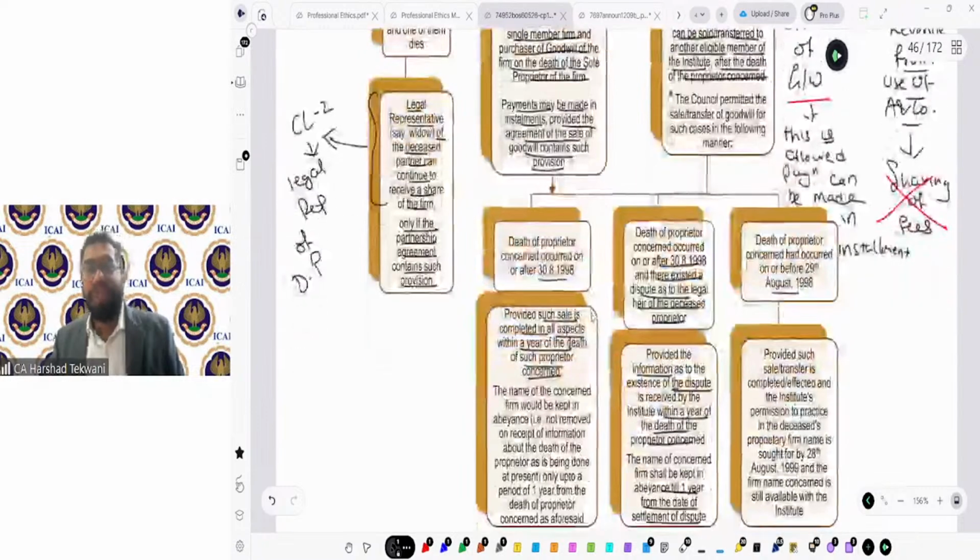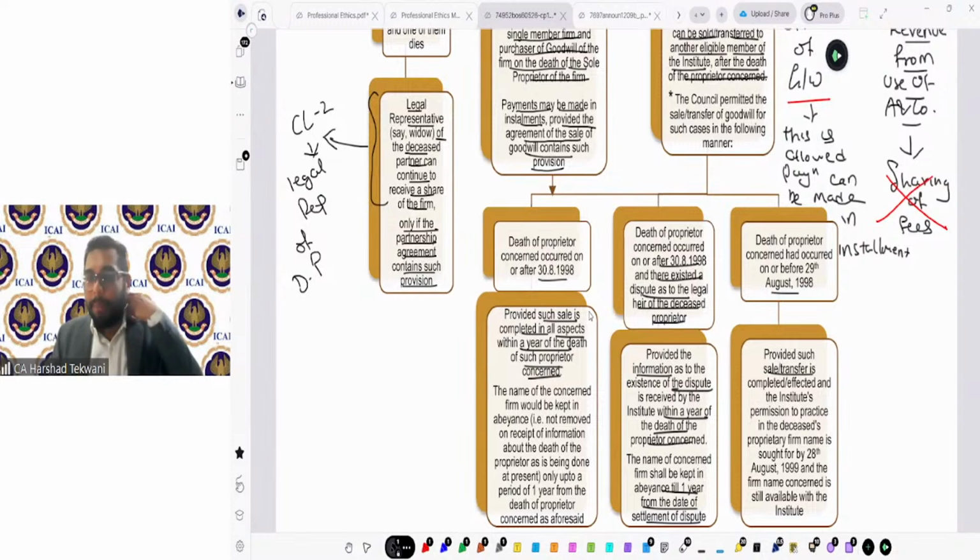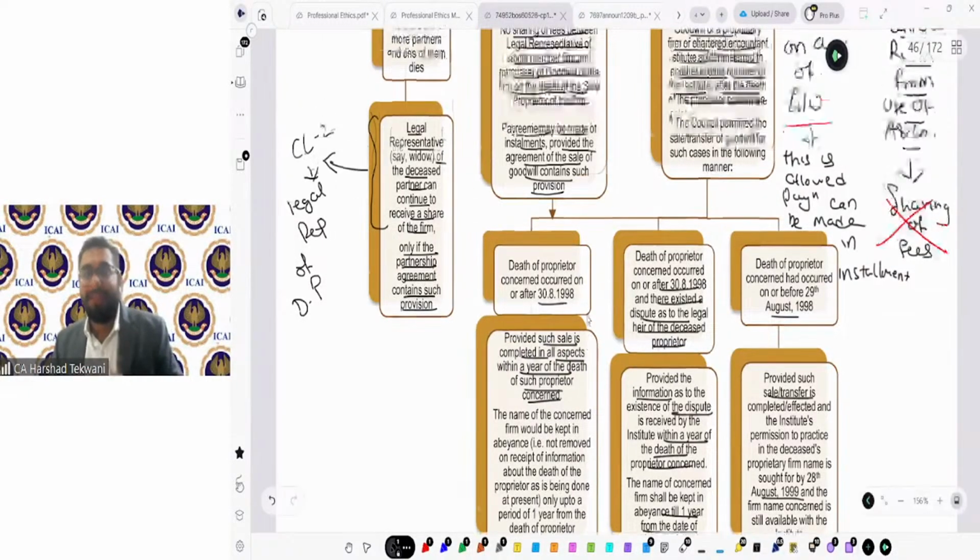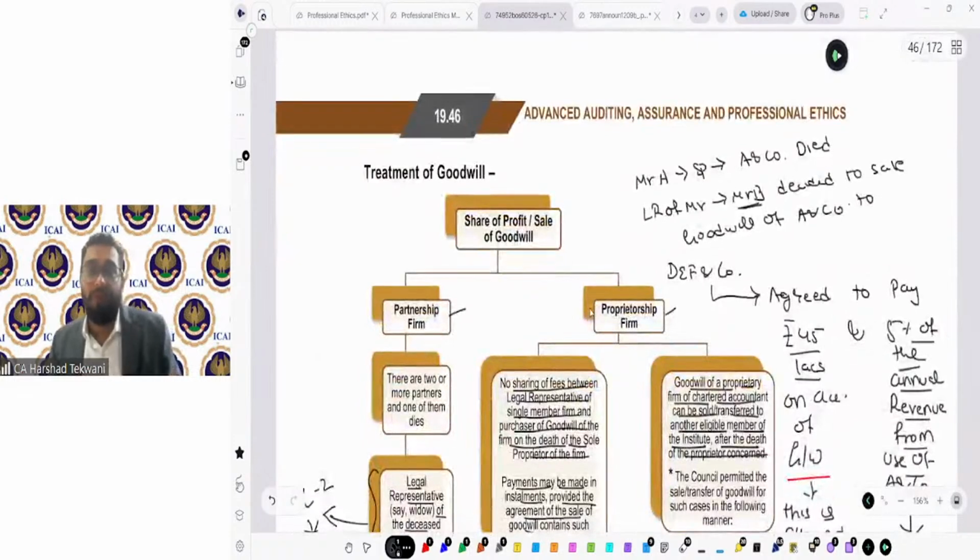Okay, if the death has occurred before 29 August 1998, in that case, such sale and transfer should be completed and effected, and the institute's permission to practice in the deceased proprietor's name is sought before August 28, 1999. Basically, within that 1 year period, you need to take permission from the institute that the sale is going to happen and someone else is going to use the name. So that is the scenario with respect to sale treatment of goodwill.